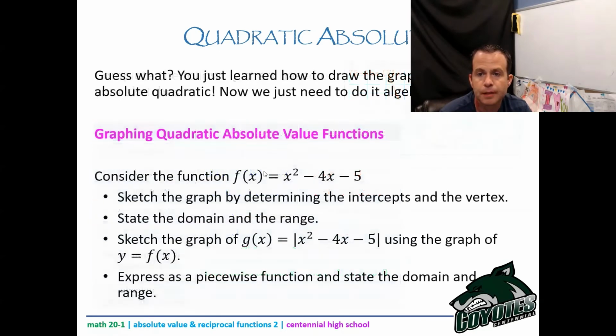Awesome. All right, so guess what? You just learned how to draw the graph of an absolute quadratic. Now we just need to do it algebraically, and you already know how to do it algebraically because you already know how to graph quadratics algebraically, right? We want to find the x-intercepts. Usually we have to factor to do that. We want to find the vertex. Either we need to complete the square to do that, or if we've already factored, we could find the average of those 2 factors and get the x in the middle and then plug that into my original equation and get the y value of the vertex, okay?